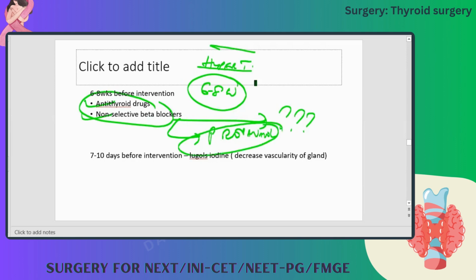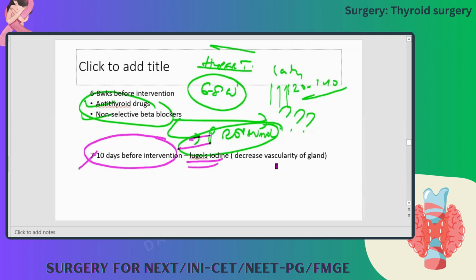Okay, we will give propranolol because the patient will have tachycardia. He will have a heart rate of 120, 140 before surgery. So we have to bring it down. So 6 to 8 days before we will give propranolol and all to bring this heart rate down. And 7 to 10 days before we give Lugol's iodine drops. Earlier days they used to give Lugol's iodine. It decreases the vascularity of the gland. This toxic gland, if you just put a needle or incise on it, it will bleed like anything because it is a toxic, hyperfunctioning gland. So you have to decrease the vascularity by giving Lugol's iodine.